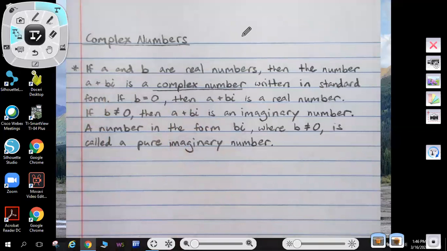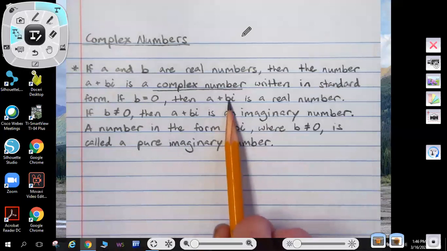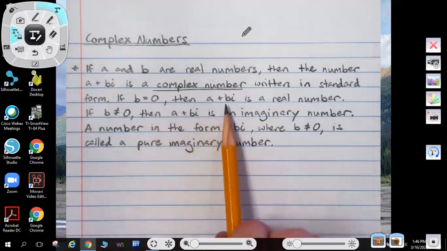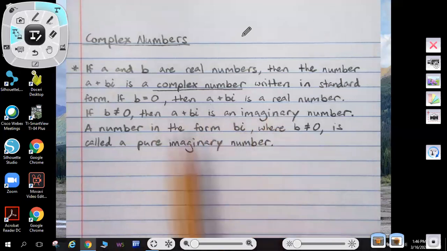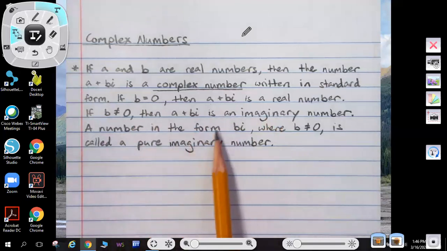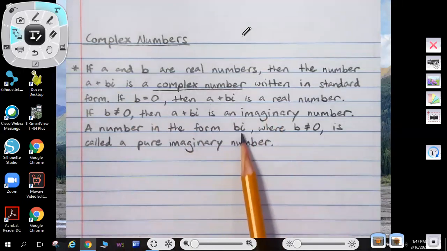Okay, if b equals 0, then a plus bi is a real number. That's because if b is 0, 0 times i is still 0, which just leaves a, the real part. So if b equals 0, then a plus bi will just turn into a real number. If b does not equal 0, then it's an imaginary number because you're still going to have that imaginary part. A number in the form bi, well, there's not a real part, it's just imaginary. As long as b does not equal 0, this is called a pure imaginary number because there's not a real part in it. It's just the imaginary.